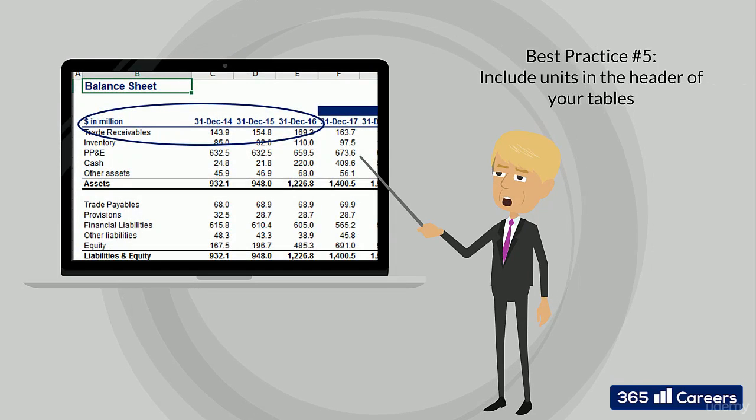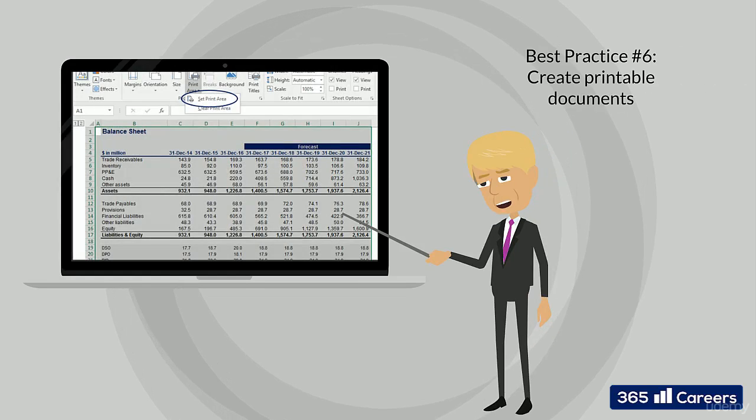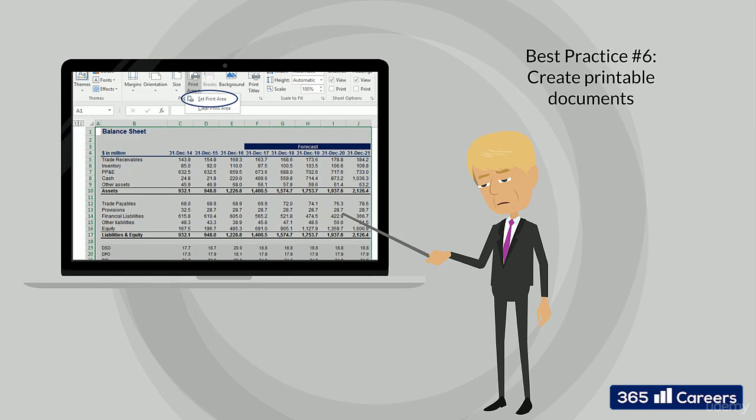Perfect! Another best practice we would like to share is to include units in the header of your tables. Third users should be able to understand whether you've worked in dollars, euros, or pounds. And more importantly, they should be able to tell if the numbers are in thousands, millions, or billions. And finally, try to create printable documents. Use multiple sheets and organize your tables imagining that someone will try to print them. Therefore, try to avoid huge tables. And remember, your sheets should be organized professionally.